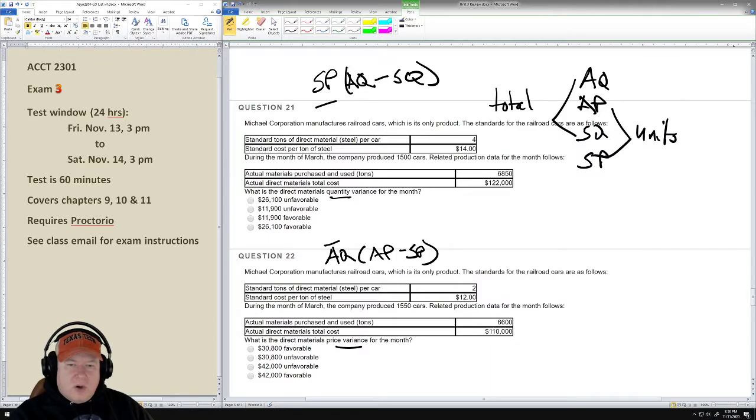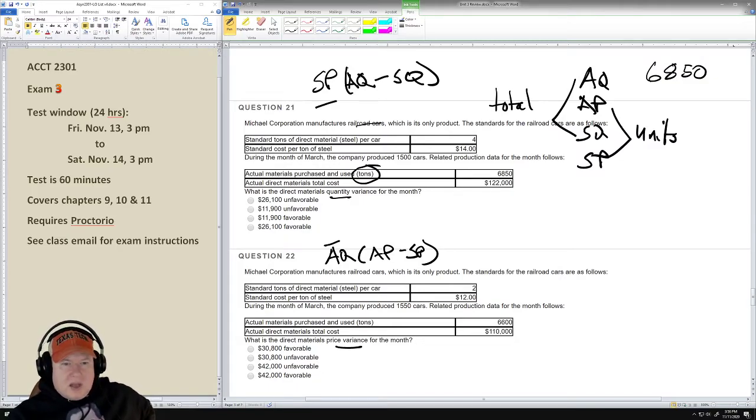We produce railroad cars, so that's the product, but the direct material is tons of steel. So the actual quantity of tons of steel that we bought was 6,850. So this is the actual quantity, 6,850. Now, the standard quantity is something we're going to have to figure out. The standard cost of a ton of steel is 14. So that's the standard price, right?